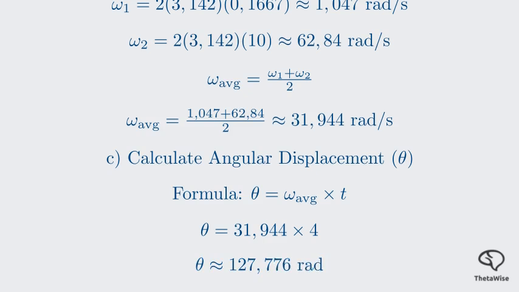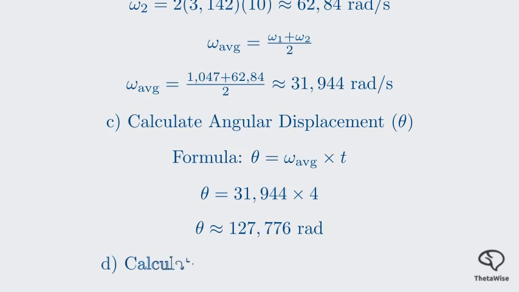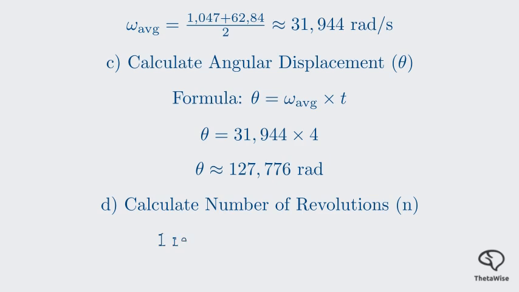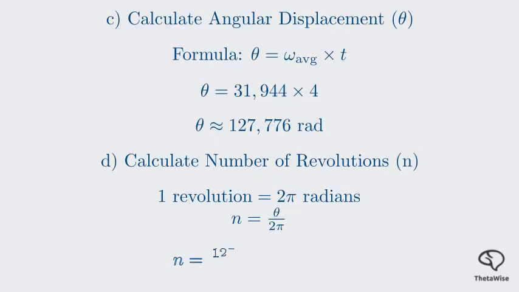Finally, for part D, the number of revolutions. We need to find n. We have the total angular displacement in radians, so we can use the conversion factor. 1 complete revolution is equal to 2 pi radians. Therefore, to convert radians to revolutions, we divide by 2 pi. Plugging in our value for theta, we have 127.776 divided by 2 pi. This gives us approximately 20.33 revolutions.